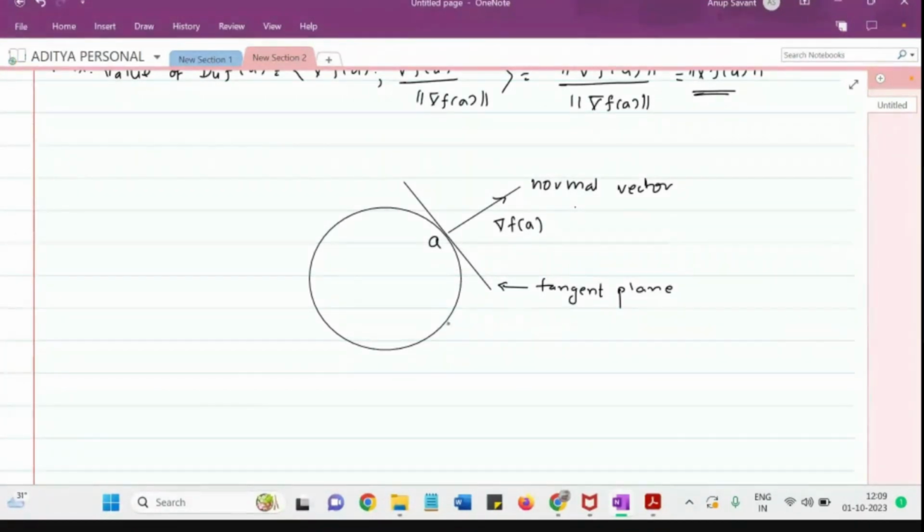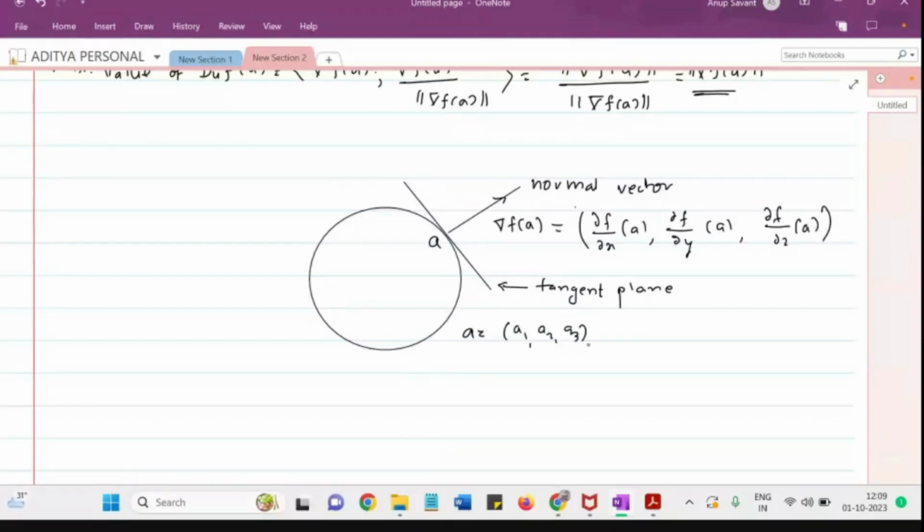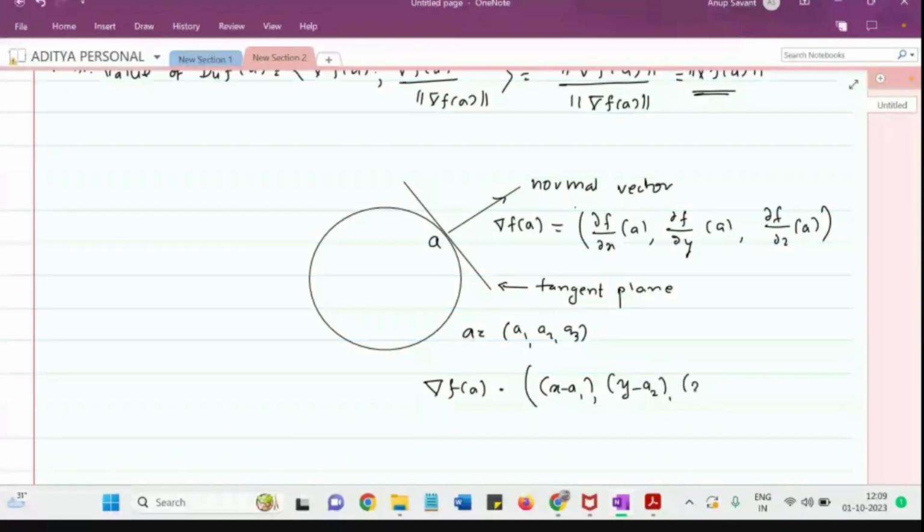Let us say the point A is given by a1, a2, a3. Okay, and my normal vector grad of f is dou f by dou x at A, dou f by dou y at A, and dou f by dou z at A. Then the equation of a tangent plane is basically a dot product of grad f at A with the vector x minus a1, comma, y minus a2, comma, z minus a3, equal to 0.